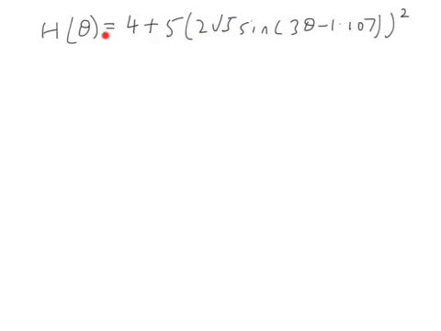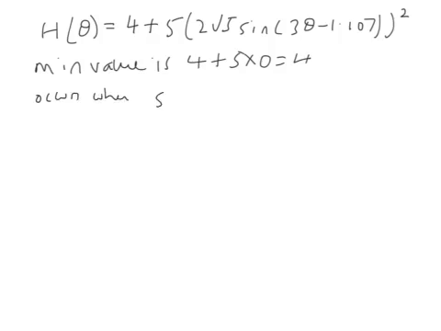So this whole expression will have a minimum value when sine 3 theta minus 1.107 is 0. So the minimum value is 4 plus 5 times 0, which is 4. This is squared. Don't start thinking that the whole expression could be minus 1, because when you square it we can't get minus 1.